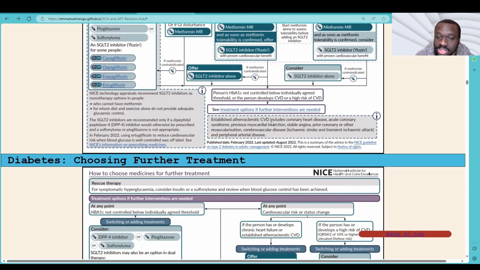Established atherosclerotic cardiovascular disease includes coronary artery disease, acute coronary syndrome, previous MI, stable angina, prior coronary or other revascularization, cerebrovascular disease, ischemic stroke, transient ischemic attack, or peripheral artery disease.